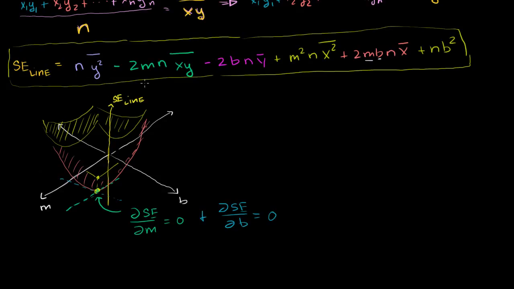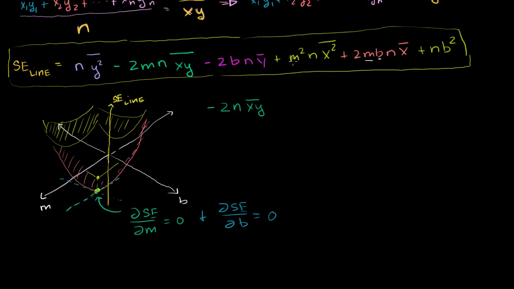There's no m here. This term right over here, we're taking with respect to m. So the derivative of this with respect to m is -2, the coefficient on the m. So -2 times n times the mean of the xy's. That's the partial of this with respect to m. And then this term right here has no m's in it, so it's constant with respect to m, so its partial derivative with respect to m is 0.